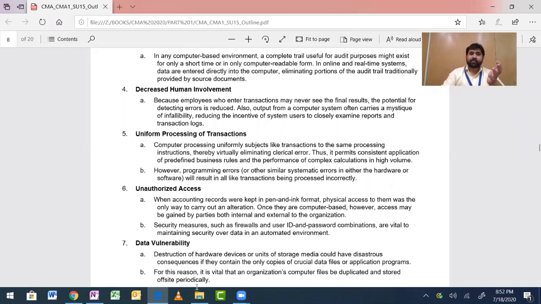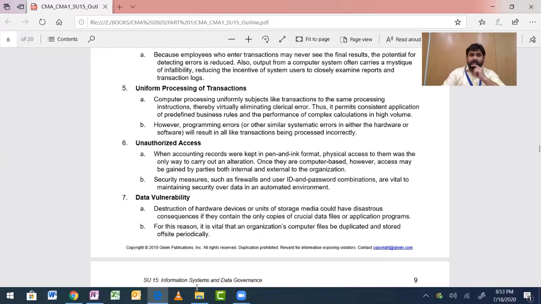So uniform processing means there should be uniformity in the method you use for the entry, and the CPU, the machinery inside, should also process the transactions in a uniform way in order to get reliable data. Unauthorized access must be stopped.